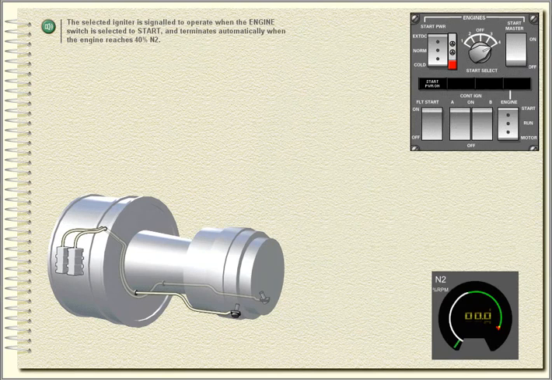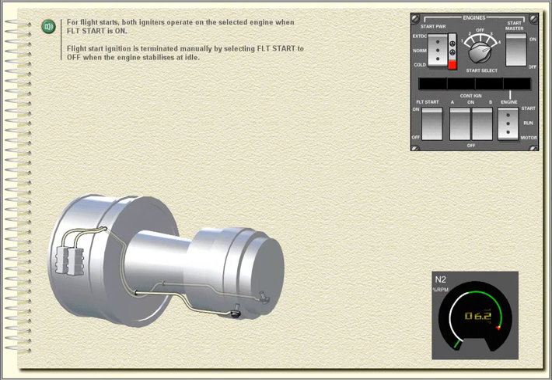The selected igniter is signalled to operate when the engine switch is selected to Start, and terminates automatically when the engine reaches 40% N2. For flight starts, both igniters operate on the selected engine when flight start is on. Flight start ignition is terminated manually by selecting Flight Start to Off when the engine stabilizes at idle.